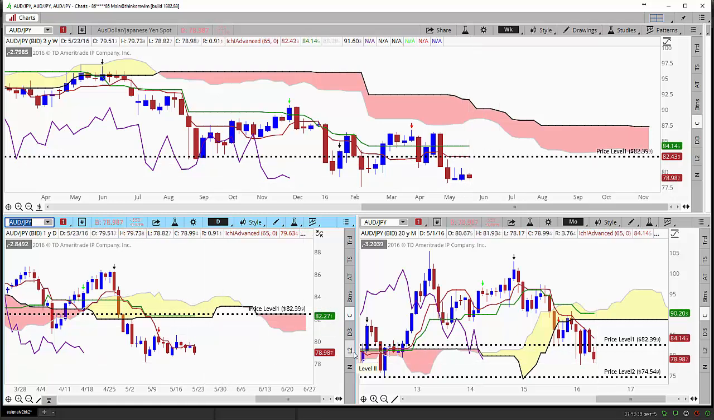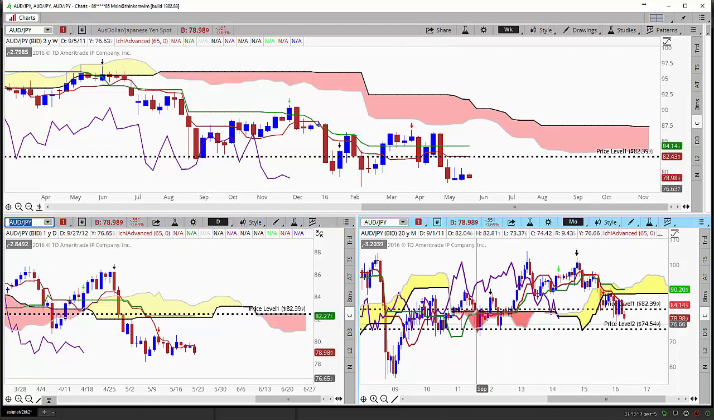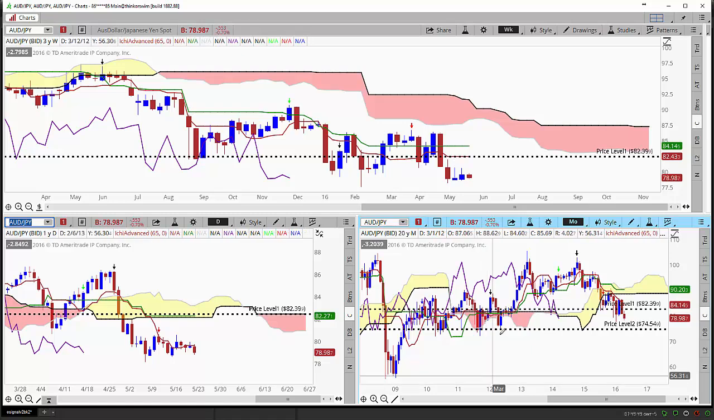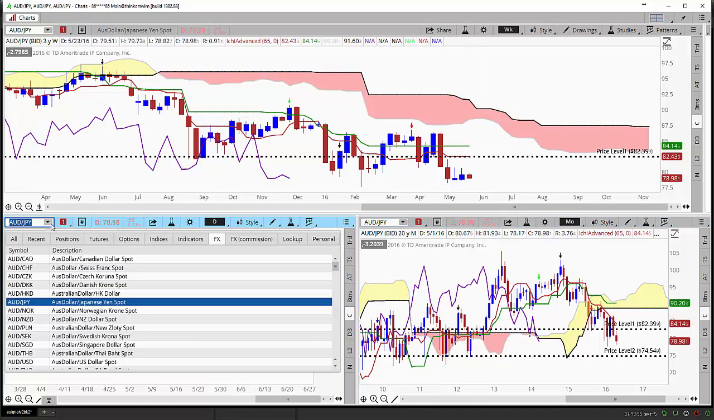The next support on the monthly is roughly around 74.54. If you zoom out on the monthly, you can see it's this little ugly area here. You could see there's a lot of support you're going to run into to get to that level, but there's a major support right at that level right there.